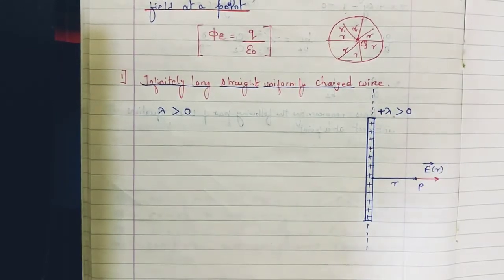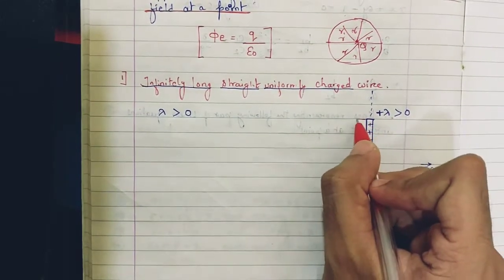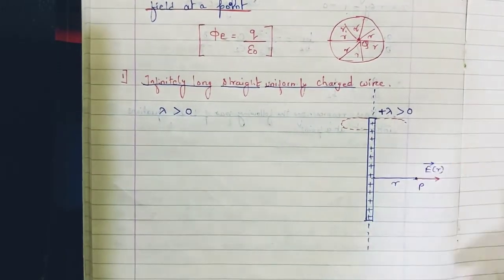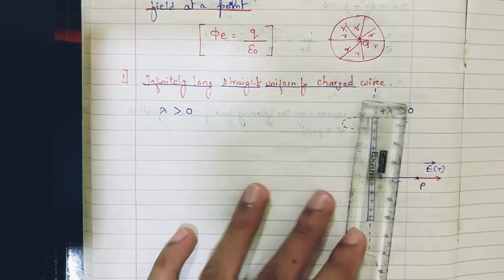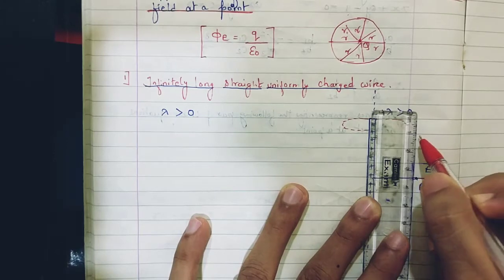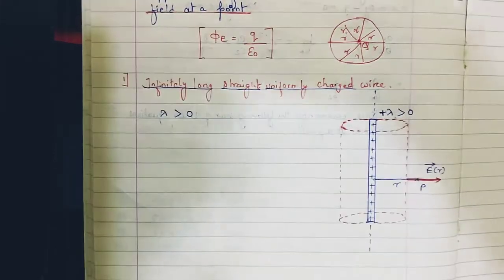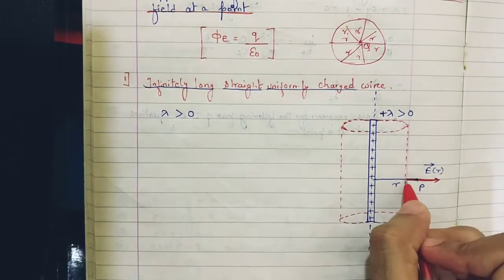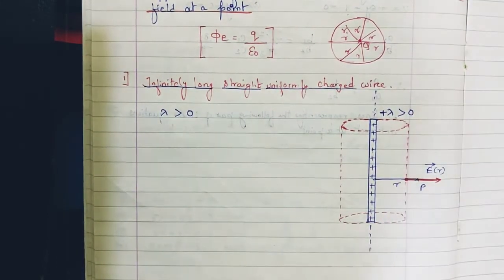So in this case, what is going to be your Gaussian surface? It is definitely going to be a cylinder. Okay, so let's draw a cylinder which exactly passes through this point P. So this becomes my Gaussian surface, and this point P lies on the Gaussian surface.